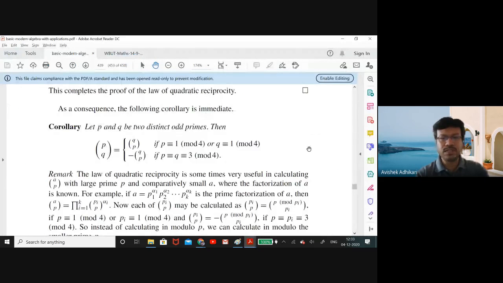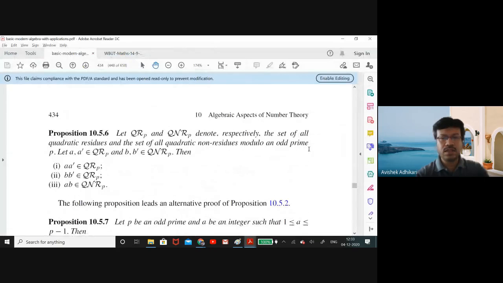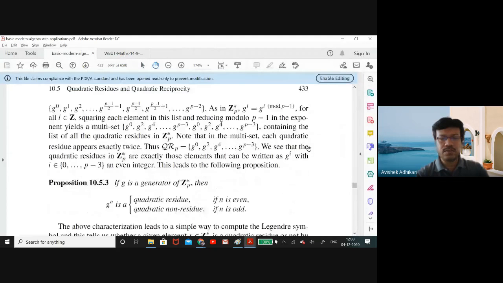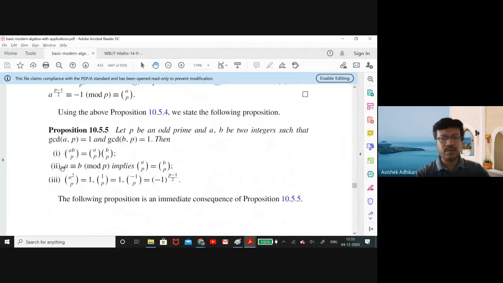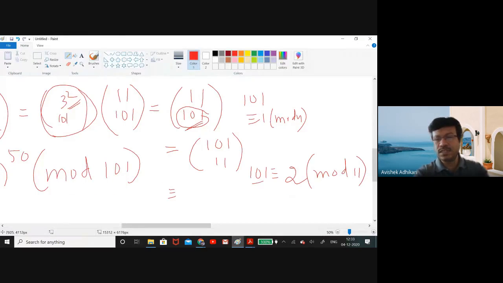So I can replace by this formula. You have already seen this formula: if A is congruent to B, that means you can replace A by B. These values are the same. Since 101 is congruent to 2 modulo 11, I can replace it by (2/11). Now can anybody say what this value is? So that means 2 to the power 5 modulo 11. Now it's very easy.